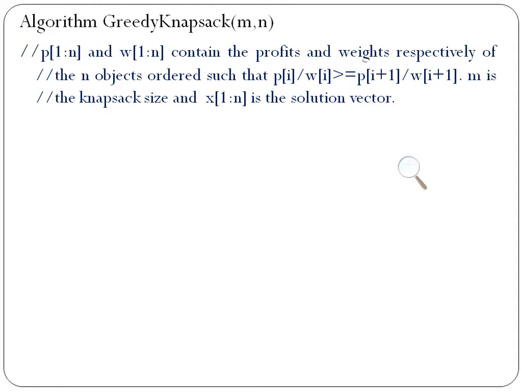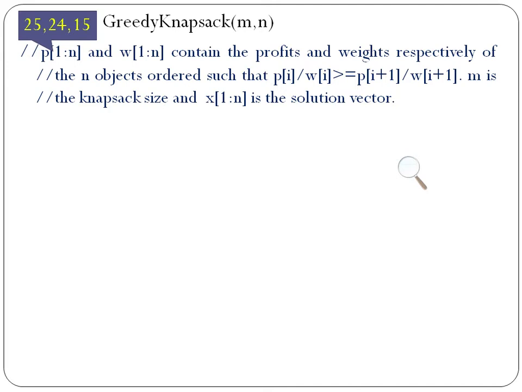Profit and weight. So here we have to order these n objects in this way, where the profit divided by weight ratio of the first element should be greater than or equal to the profit divided by weight ratio of the second element. So we have to write these n objects in descending order of profit divided by weight ratio. So here m is the knapsack size and x of 1 to n is the solution vector. Now we will see the algorithm steps.